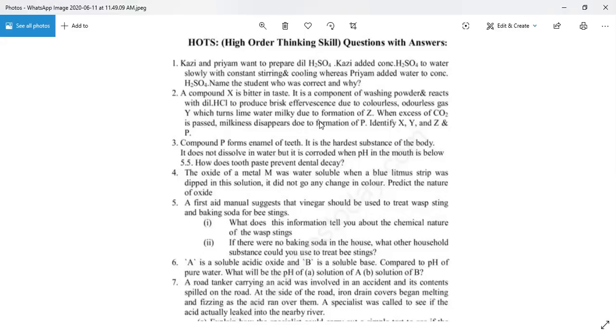Yeah. So solution A is a soluble acid, which implies its pH will be between 0 and 7, and B, being a soluble base, its pH will be between 7 and 14. Yes, right. The pH of solution A is less than 7 and the pH of solution B will be greater than 7. Okay. Next one.